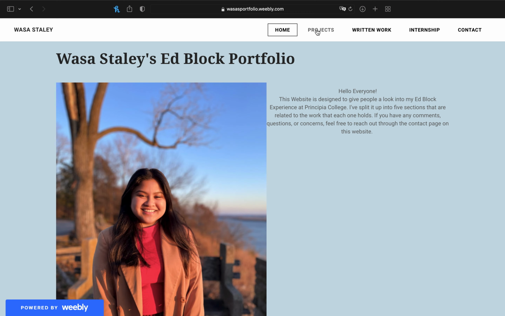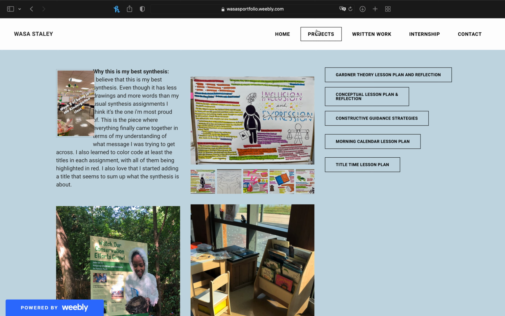So the next page is the projects page, and on this page I have some pictures of the field trips that we took. I have my synthesis assignments, all of them, and the first one that is shown is the one that I think is my best synthesis. I have a picture of the kindergarten classroom that I was in. It does have words on it because I was going to post it on social media, but I decided not to. So I had it saved with the words, and I can't get rid of them now.